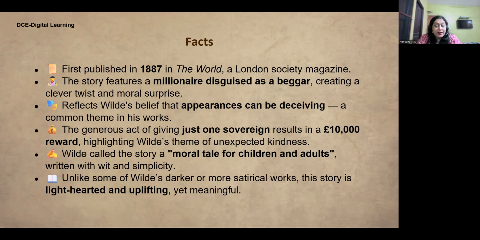Wit, as I told you, as you go through the course of the story, you will get to see it has this smart talk in it. Unlike some of Wilde's darker or more satirical works, this story is light-hearted and uplifting, yet meaningful. See, that is why the students will definitely like this. It doesn't have a dark humor or a dark theme, etc. It is very light-hearted, and by the end of the story, you will also have a positive mindset.